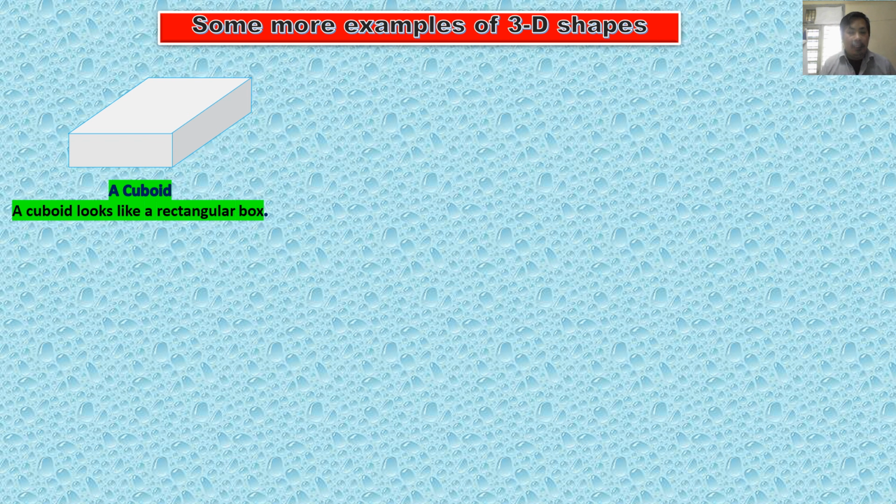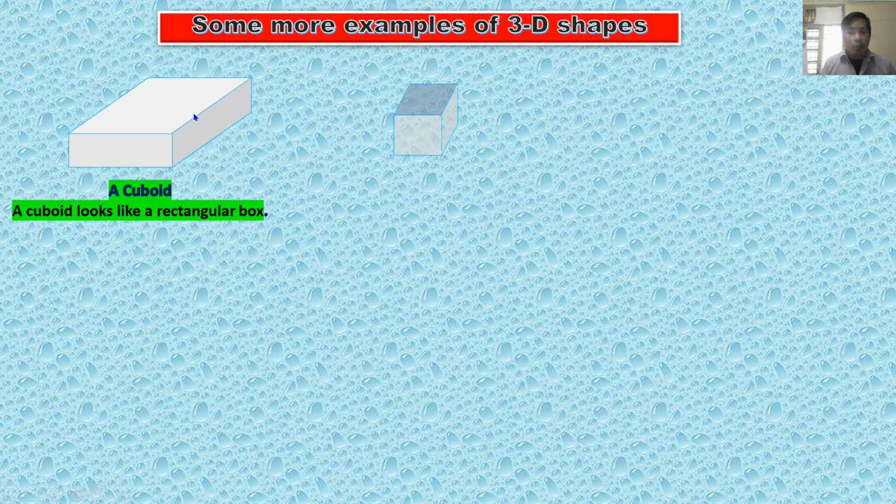If a rectangle has height, then it is called a cuboid. For example, see the face here. Only the face is there, then it is a rectangle. So what happened? The face increased its height, isn't it? Height from the ground to a certain level. Then when it gains height, it is called a cuboid. What is that? The rectangle, isn't it? This is a rectangular box only.